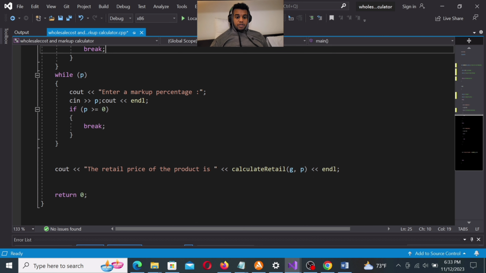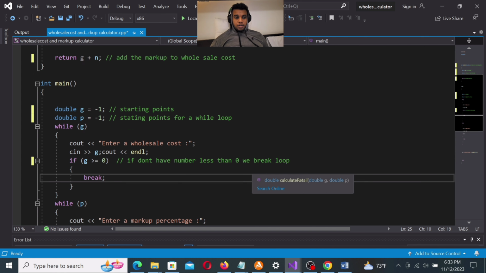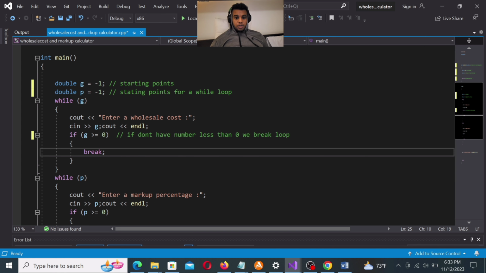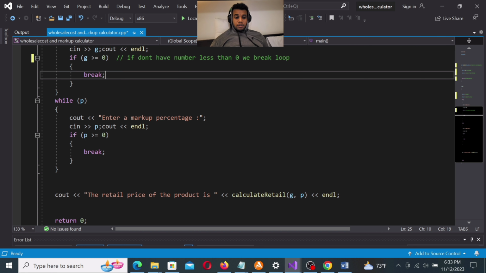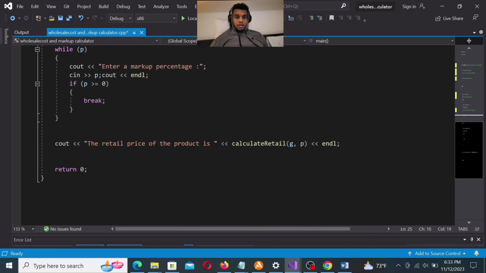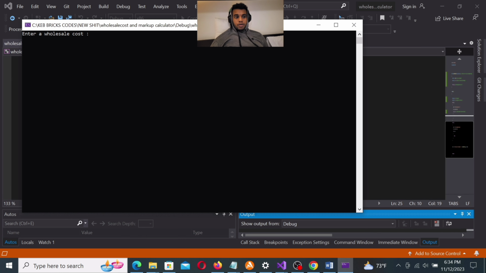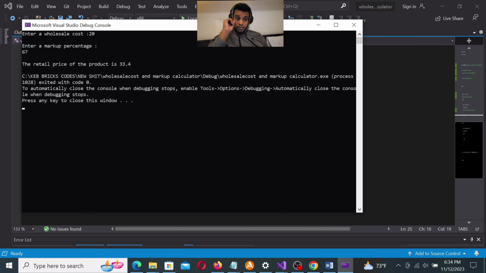And then cout the retail price for the product is calculateRetail, and then we're gonna input our G, which is our wholesale cost, and P, our markup percentage. And I'm just gonna run the program now. So wholesale cost is 20. Let's say, for example, the markup percentage is 67. It's a crazy markup percentage, but yeah. So the retail price of the product is 33.4.